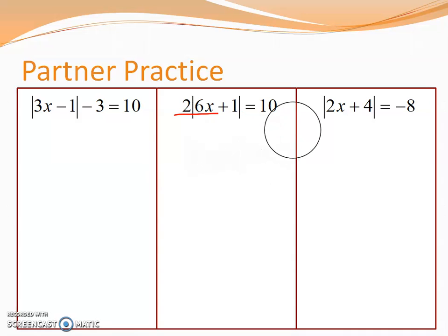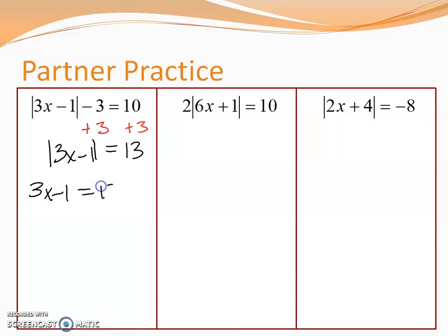Okay, hopefully you have that video paused. We're going to go ahead and finish these up here and finish up this first video. Okay, I need to isolate, so I'm going to add 3. Gives me an absolute value of 3x minus 1 equals 13. Okay, now I'm ready to set up my two equations. 3x minus 1 equals 13, and 3x minus 1 could also equal a negative 13. Okay, we're going to add 1 to both sides. Gives me 3x equals 14. Divide both sides by 3, and I get x equals 14 over 3.